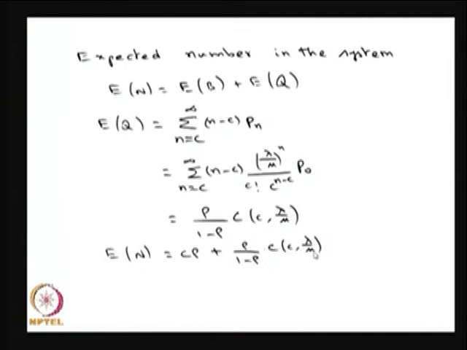So, this Erlang C formula is used to get the expected number of customers in the system, and later we can do some optimization over the expected number with the specified C and lambda by mu.